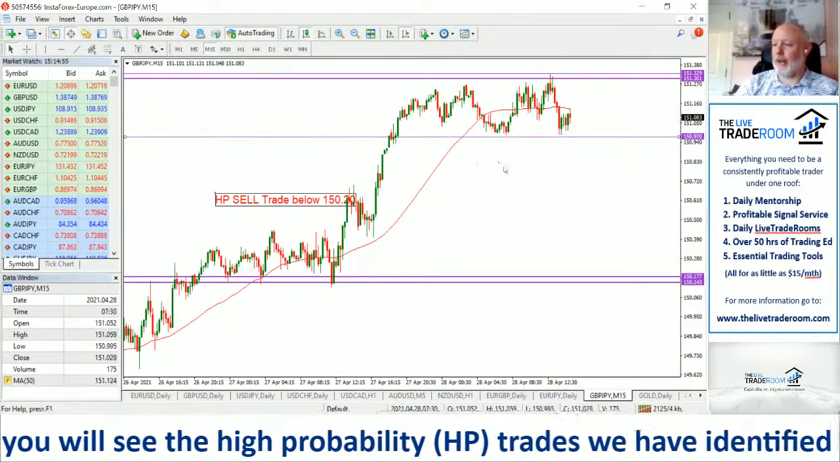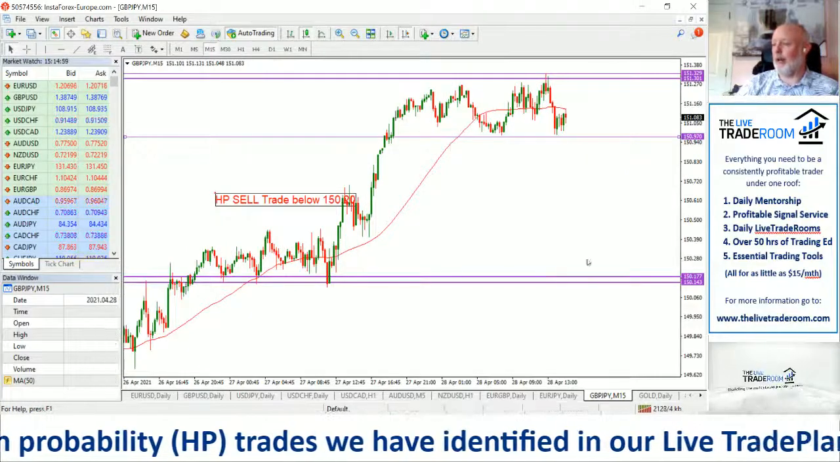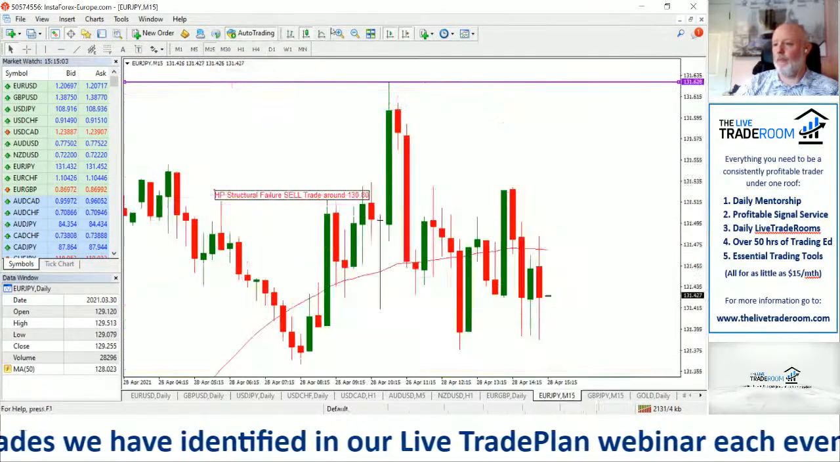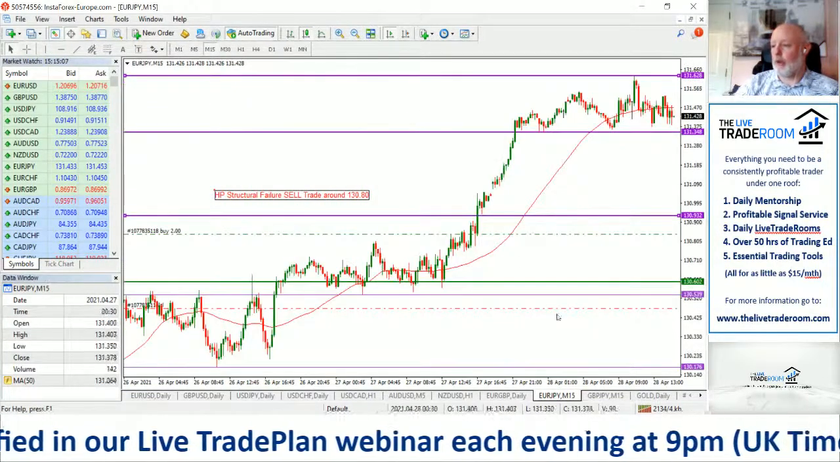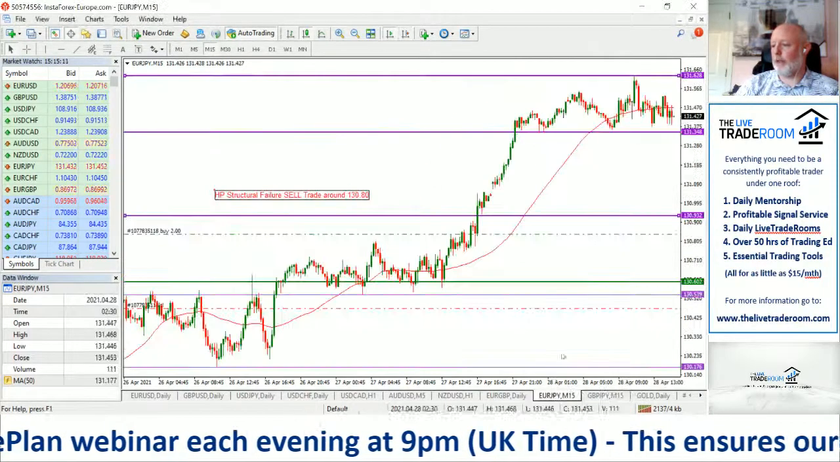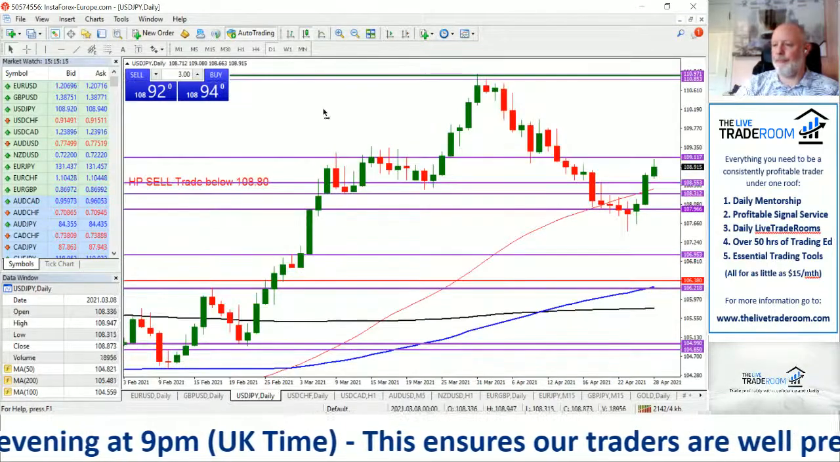So we've actually got the same price action in the pound yen as well as the euro yen. So you can see that price action there. It's virtually mirror image. And let's see the dollar yen.